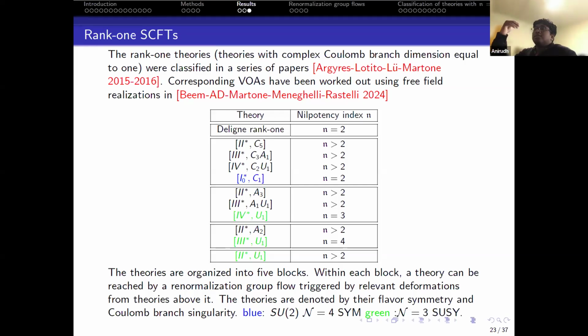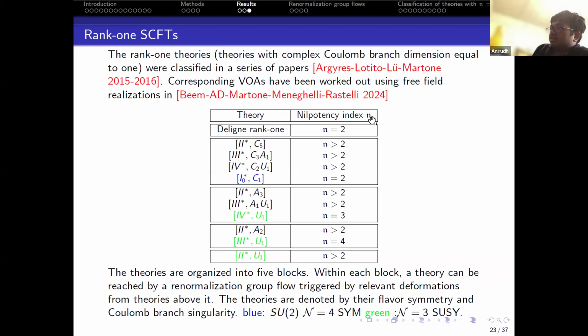Then we also tried to do this analysis for rank 1 theories, but it becomes very hard as soon as the UV becomes more involved. So as I said in the beginning, these were classified by Philip, Mario, Lotito, Lou in 2015-16, and Chris, Mario, Carlo, Leonardo, and me worked out the corresponding VOAs for all these theories very recently. So these VOAs are quite complicated, and it's hard to really compute what the index is, but based on some classification and some checks, we have been able to at least rule out the fact that the nilpotency index for some of them is 2, for example. So if it's not 2, it's greater than 2 definitely, and so on.